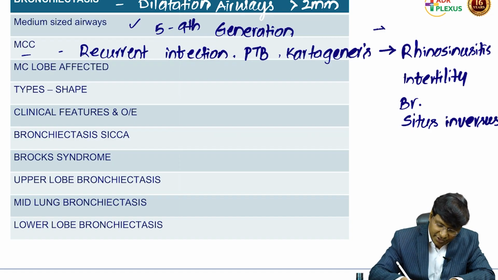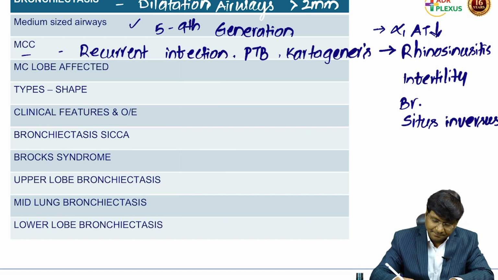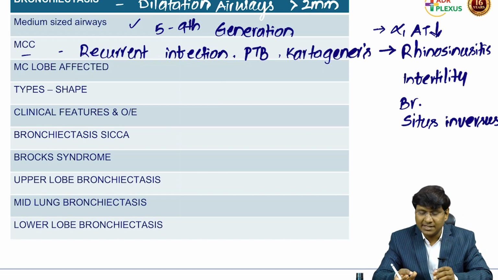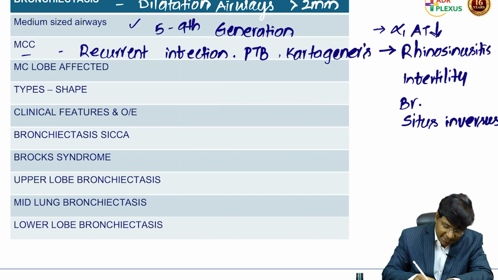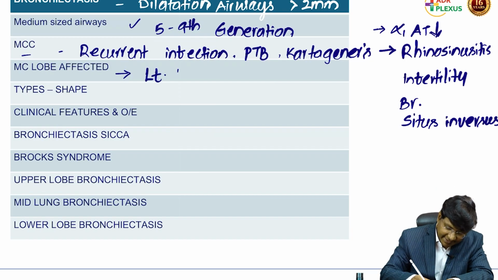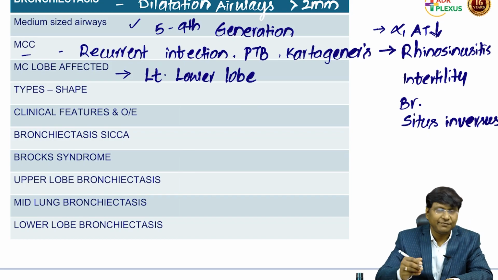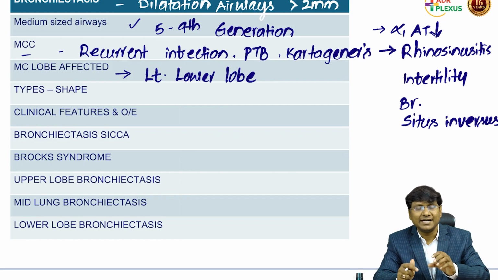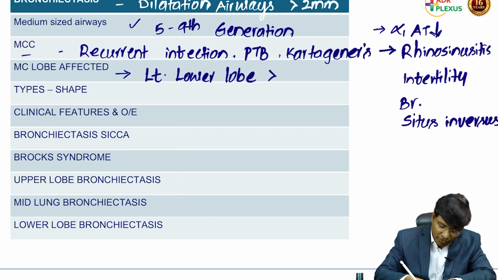And the other condition which can cause bronchiectasis is alpha-1 antitrypsin deficiency. And then we have some congenital causes like Young syndrome, which can also cause bronchiectasis. And the most commonly affected lobe in bronchiectasis is the left lower lobe. Why? Because the bronchus to the left lower lobe is longer and narrower. So that is the one commonly affected, followed by the right middle lobe.